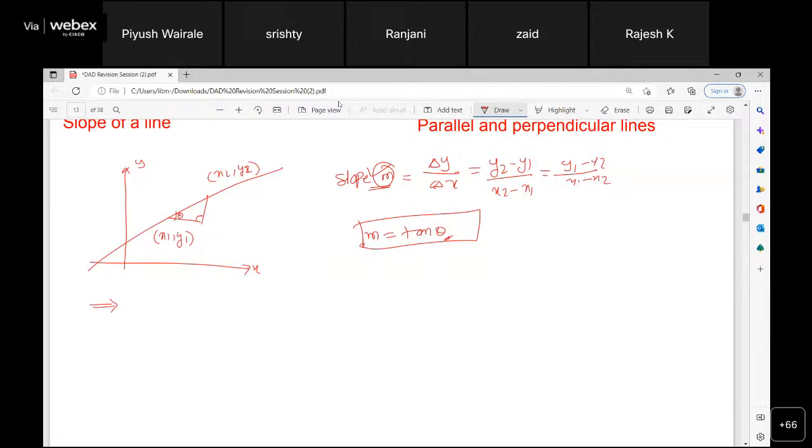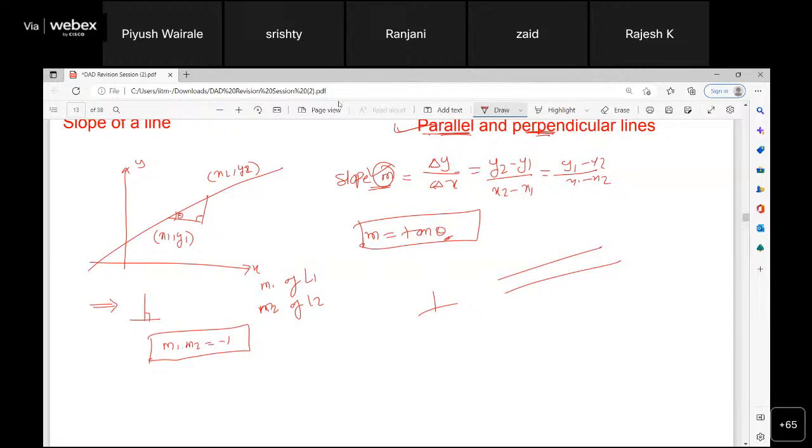Okay. So what are the conditions for parallel and perpendicular lines in terms of slope? Anyone? What are the conditions? m1 times m2 is equal to minus 1. Yeah. So for perpendicular lines, if m1 is the slope of L1 and m2 is the slope of L2, then L1 will be perpendicular to L2 if and only if m1 times m2 is equal to -1, right? So if the product of those slopes is equal to -1, then I can say these two lines are perpendicular.